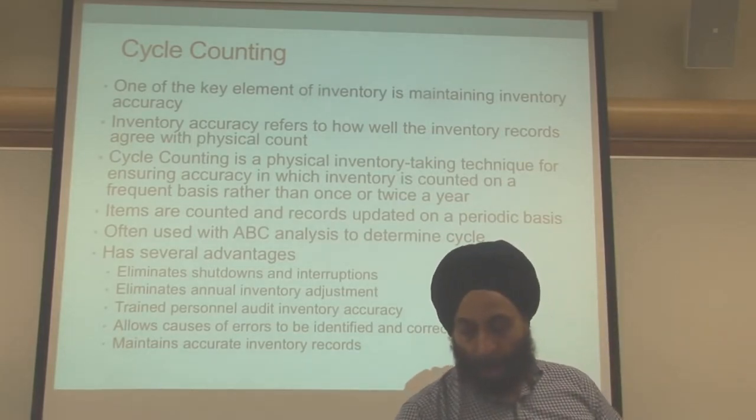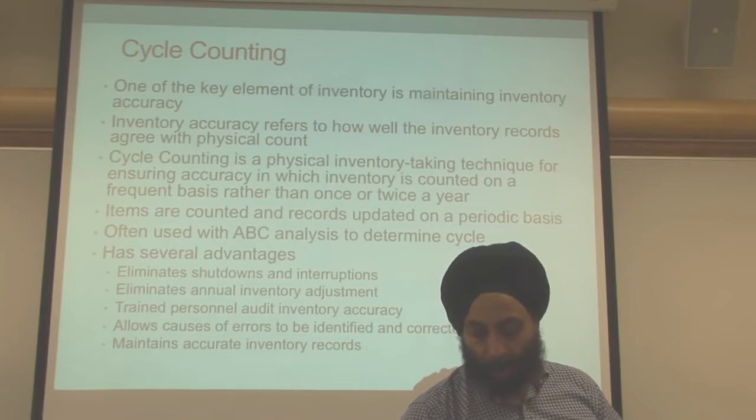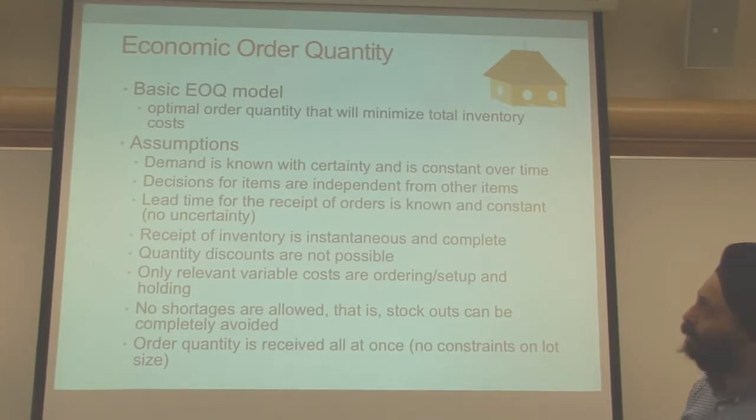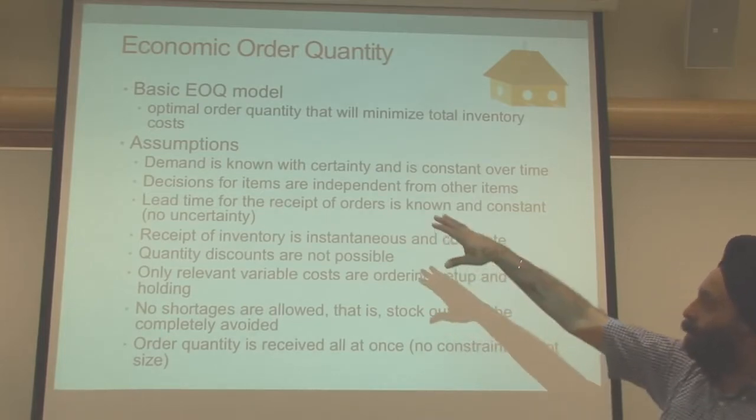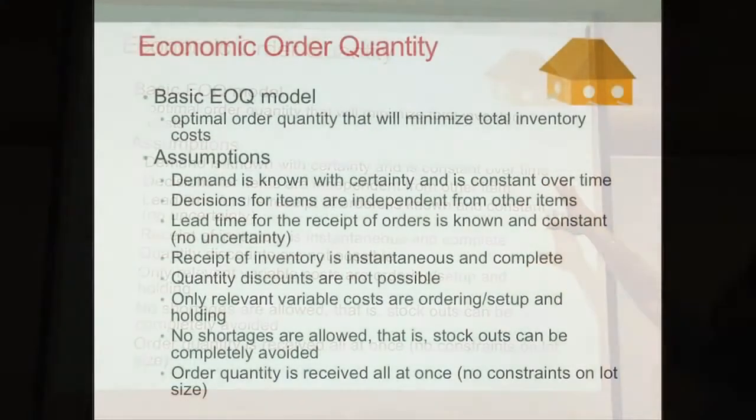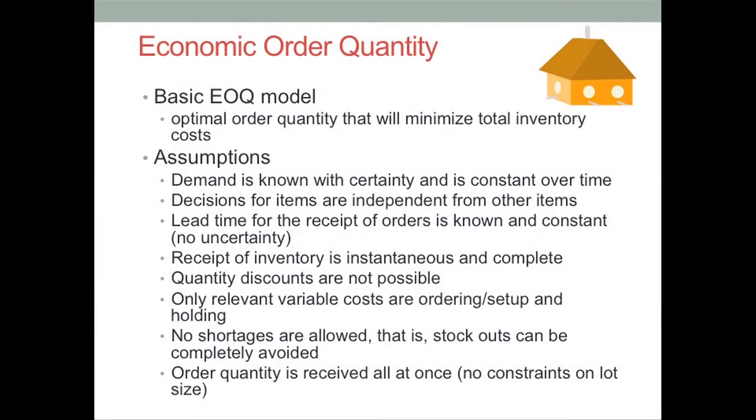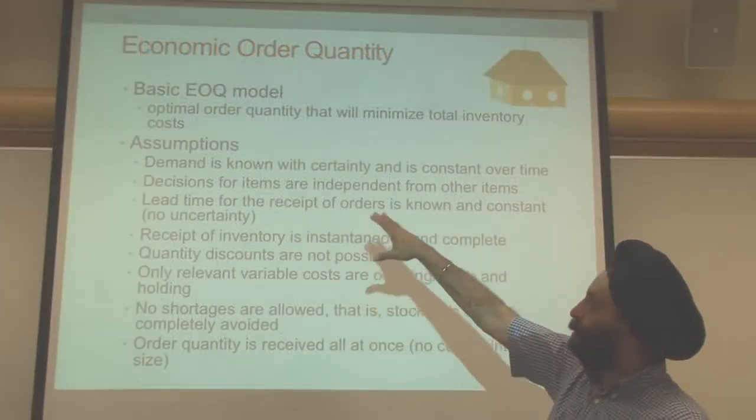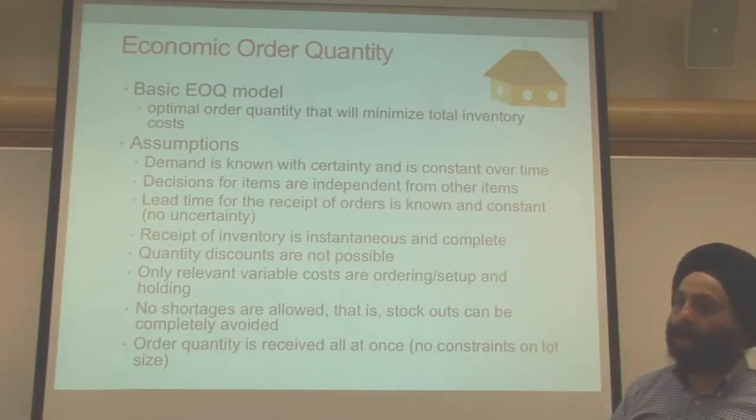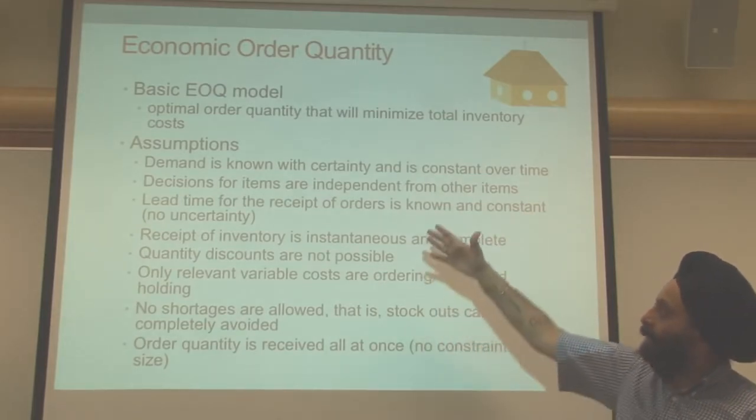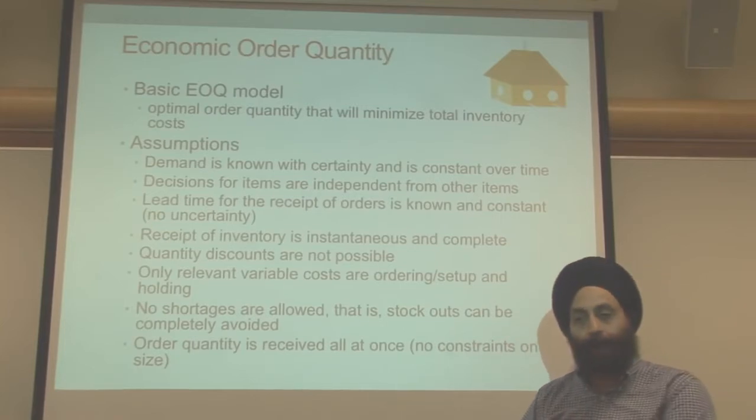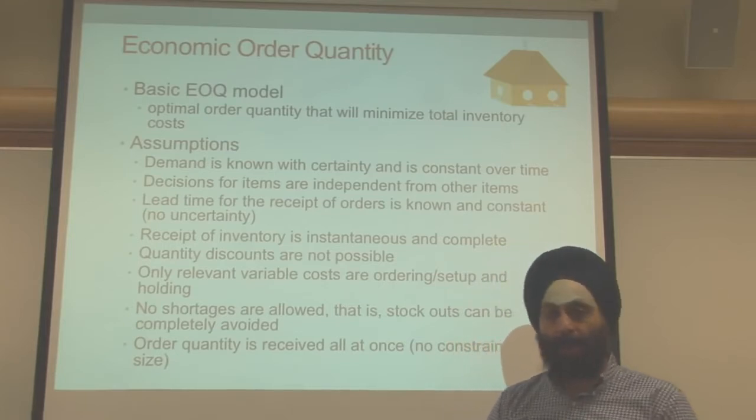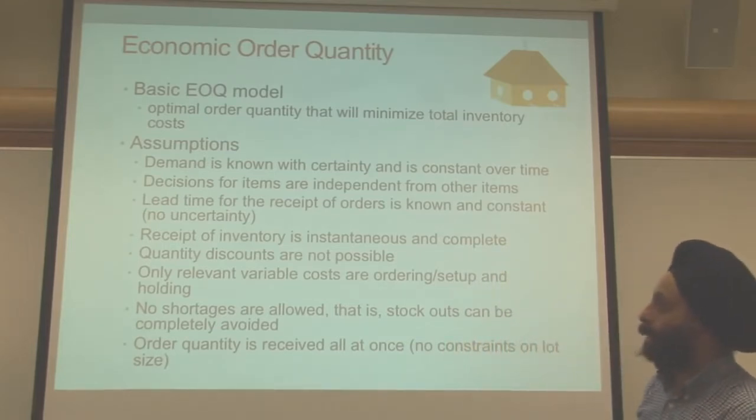Now let's go to inventory models, and we'll start off with economic order quantity model, and this is the basic EOQ model, where optimal order quantity is calculated that will minimize total inventory cost. The assumptions over here for a basic EOQ model are that demand is known with certainty and is constant over time. Decisions for items are independent from one another, so what you're deciding for one part or SKU, stock keeping unit, in the inventory is different from any other stock keeping unit in the inventory.